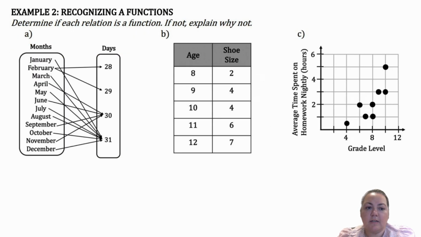All right, recognizing a function. Determine if the relation is a function. If not, explain why not. So this first one in the mapping diagram, if any of my x terms or my inputs get repeated, it is not a function. So if I look at February, I see it goes to 2 separate values. Therefore, it is not a function, okay, because February has 2 outputs, the 28 and 29.